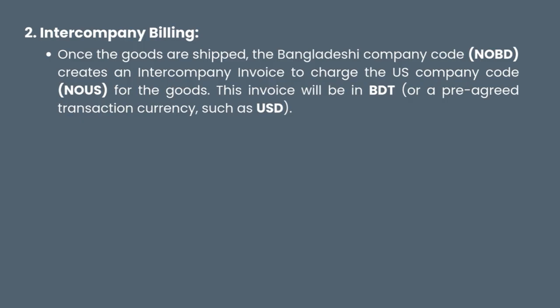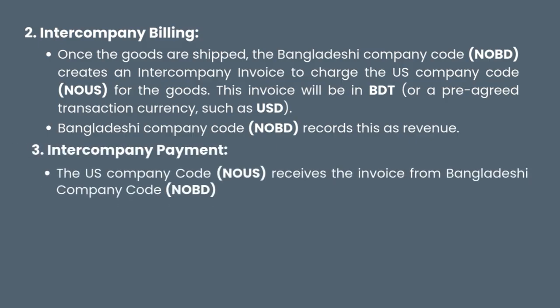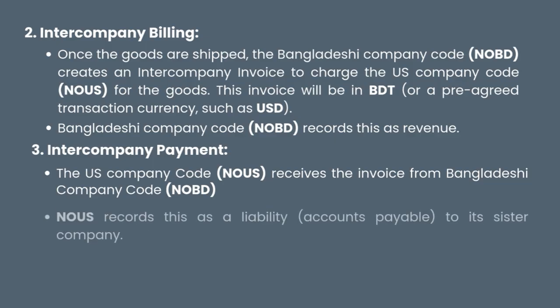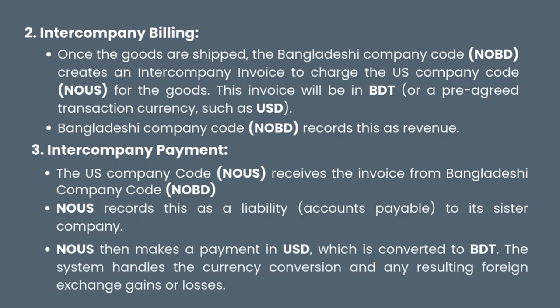This invoice will be in BDT or a pre-agreed transaction currency, such as USD. The Bangladeshi company code records this as revenue. Intercompany payment. The U.S. company code NOUS receives the invoice from the Bangladeshi company code NOBD. NOUS records this as a liability, accounts payable, to its sister company. NOUS then makes a payment in USD, which is converted to BDT. The system handles the currency conversion and any resulting foreign exchange gains or losses.